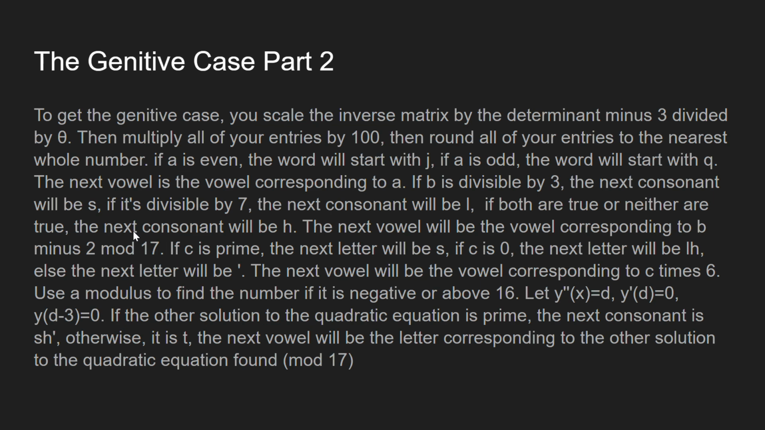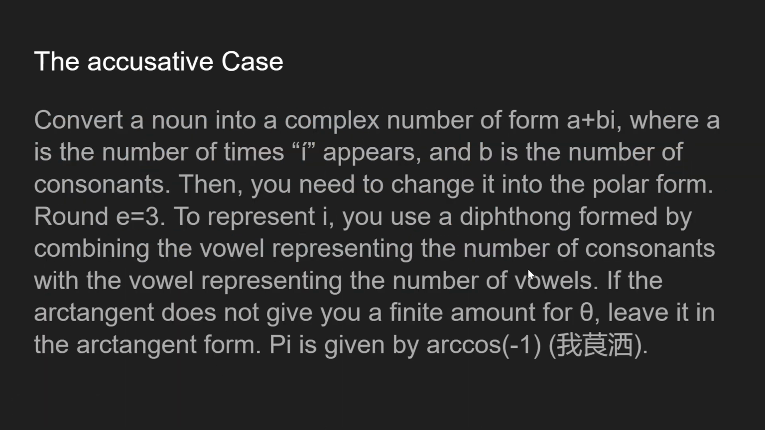And then part 2. So first, you need to get the inverse matrix. Then you multiply it by the determinant minus 3, and then you divide that by theta. Once again, theta here is just the coefficient to i in e to the i theta when written in the polar form, so you also have to get the accusative case, kind of.